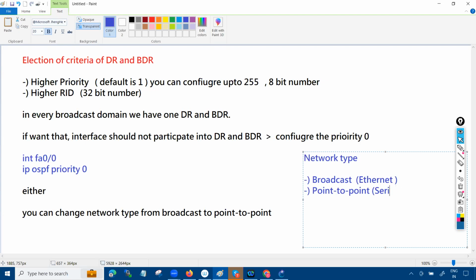But it doesn't mean that it's not available in the market. Recently I encountered serial in one of the production networks, right? Another network type is point to multipoint, and in point to multipoint we don't have a DR and BDR concept. And the fourth one is non-broadcast.